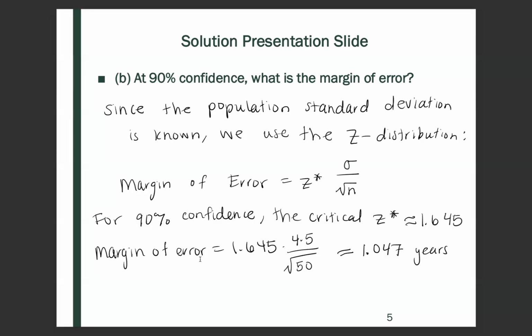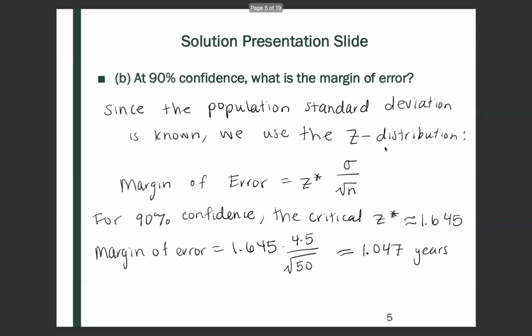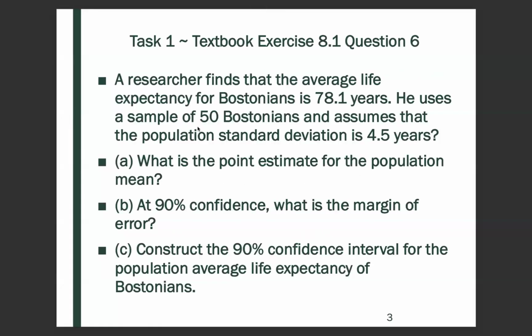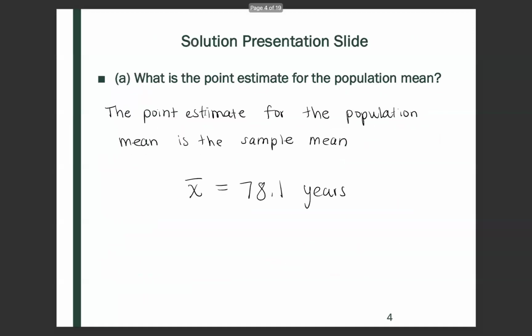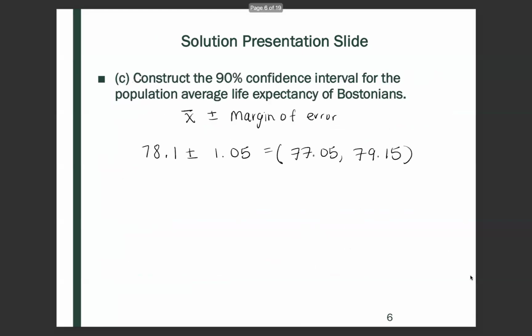And so our margin of error is going to be that z star value of 1.645 times our standard deviation, which is our population standard deviation, which is 4.5 years that was given to us. So we can plug that in here. And then our sample size, which is our sample of 50 Bostonians. So we were given this in the problem, and then we can use our table or a calculator to find the critical value. And so we get 1.047 years as the margin of error.